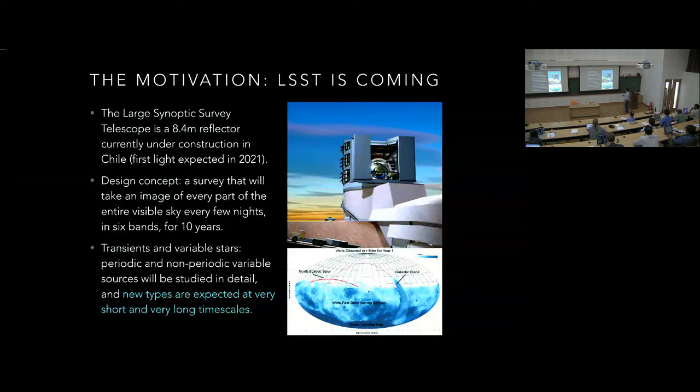And what you see here is a little simulation of what the first year of observations may look like, with the color indicating the number of visits that each patch of the sky will get. And this is around 20 visits for the Earth. That will of course give us an opportunity to study transients. In particular, because it will go deep and it will go long, we will maybe be able to discover new types of transients that have not been discovered yet.